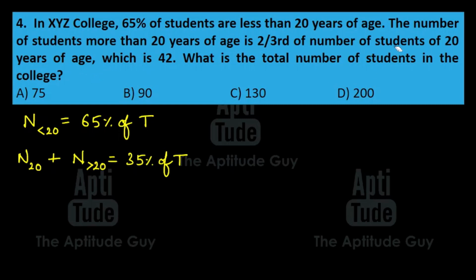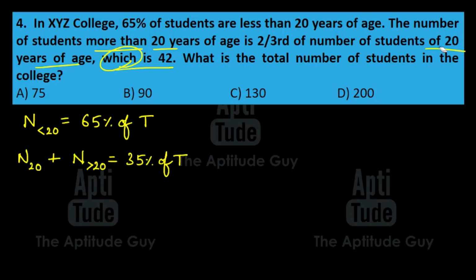Don't worry. The number of students more than 20 years of age is 2/3 of the number of students of 20 years of age, which is 42. Now the question arises over here. What does this "which" refer to? Does this "which" refer to more than 20 years or does it refer to of 20 years? What does it refer to?